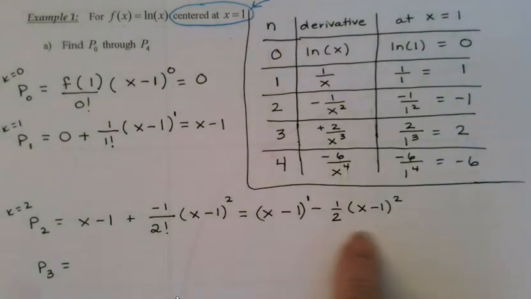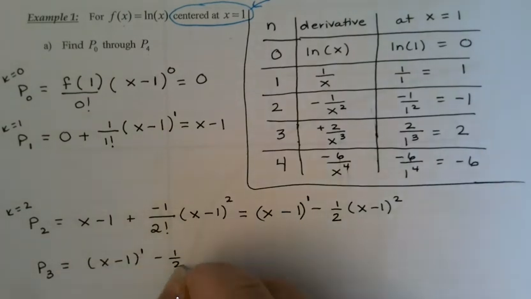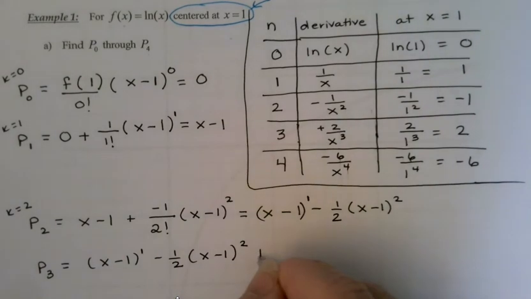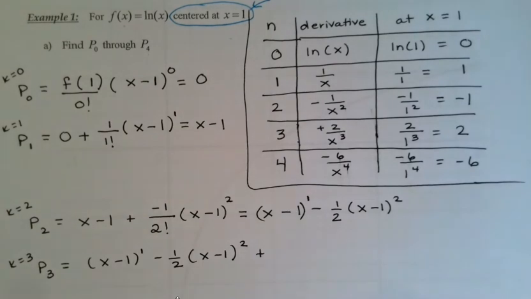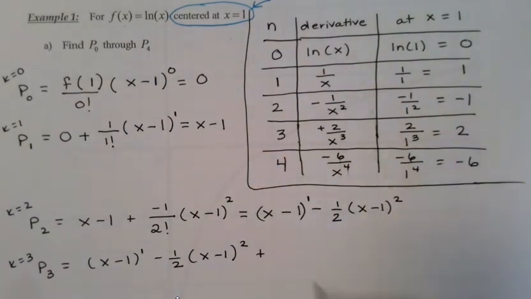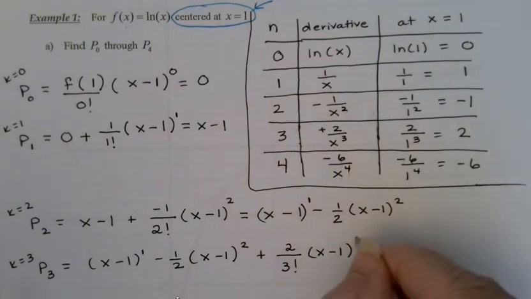Once again, we start with what we already had. Just build on it. So I'm now going to add on the k equal 3 term. The numerator is my third derivative, which is 2. The denominator, k factorial, 3 factorial, times x minus 1 to the third.